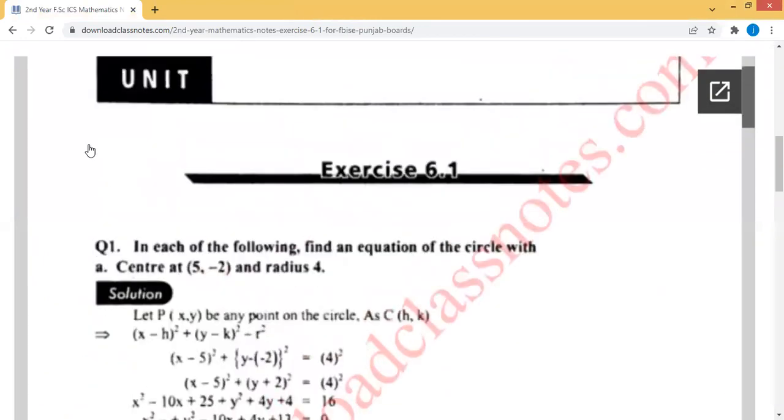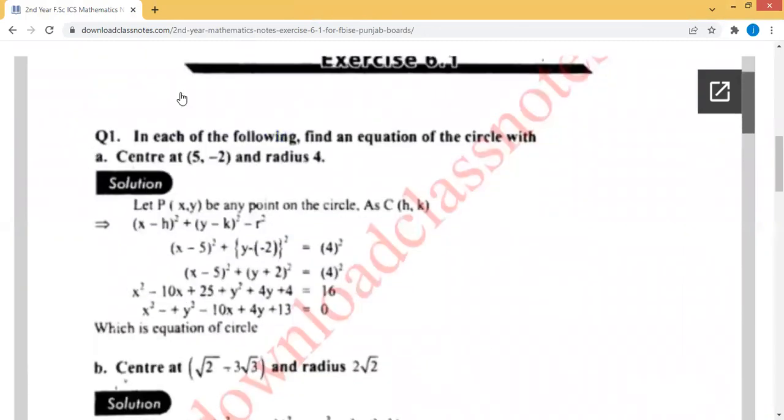We'll start from chapter number 6, Conic section, and we'll start with exercise 6.1. The question number 1 is, in each of the following, find an equation of the circle with center this and radius 4.